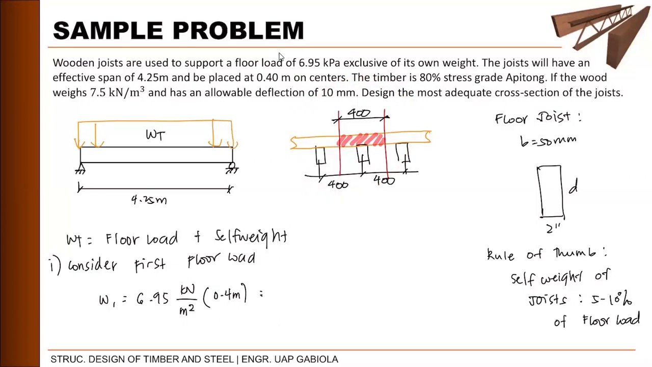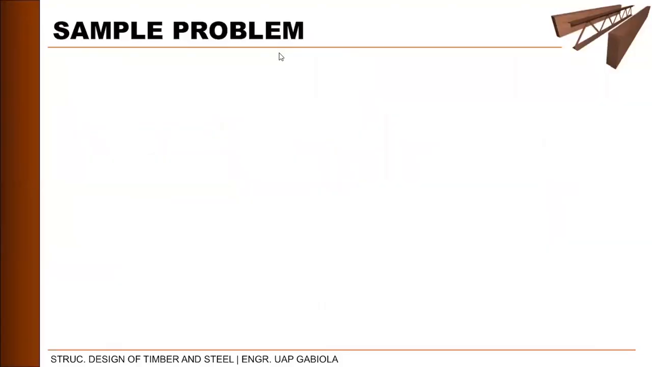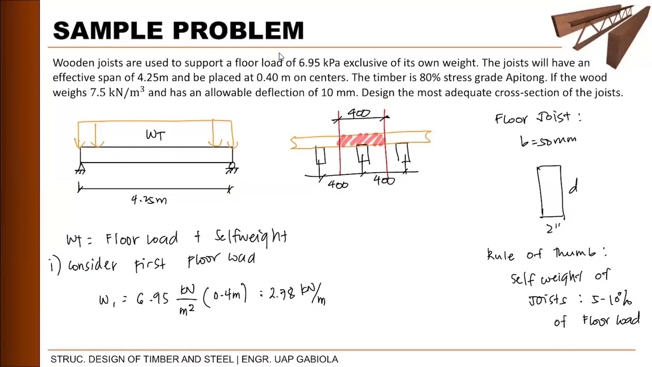So, 6.95 times 0.4, we have 2.78 kilonewton per meter. Okay? So, yan yung value ng ating weight kapag floor load lang. And then, let's try to get yung value ng D, no? So, wala pa pala tayong properties ng apitong, no? So, since that is apitong also, let me get yung property na nakuha dun sa table.